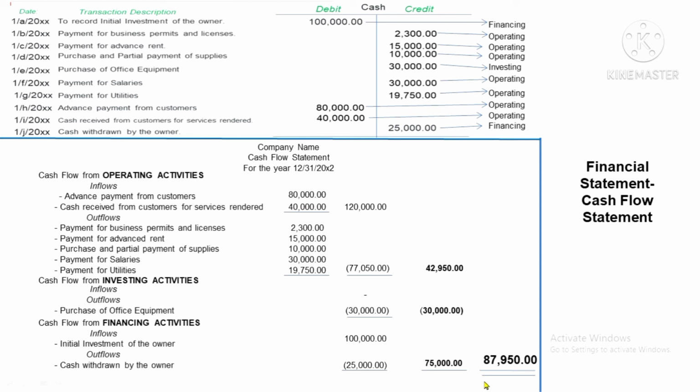Actually, aside from these three, the cash balance beginning, or cash from previous years, should be considered also. However, in our illustrative problem, the business that we have is just starting, so the cash beginning, which is 0, is ignored. So that's how you make the cash flow statement.